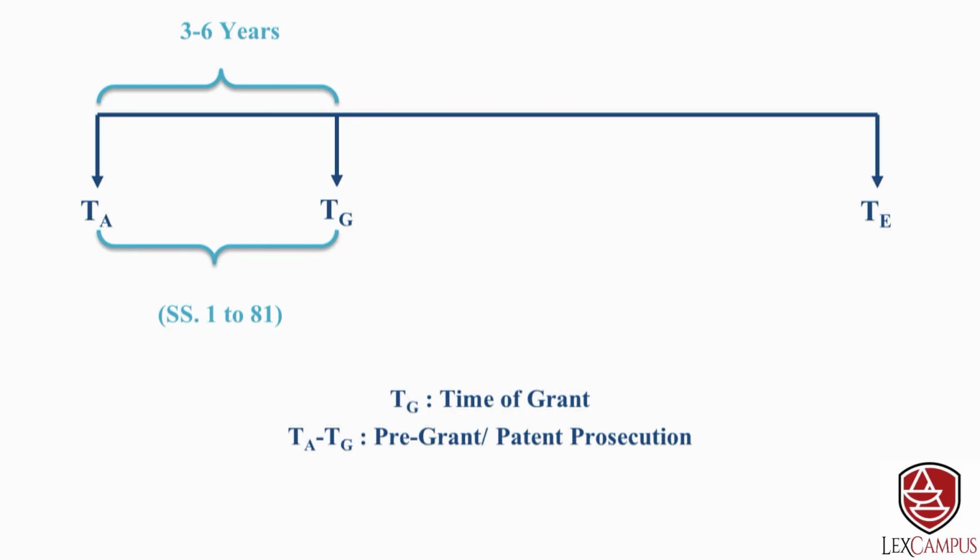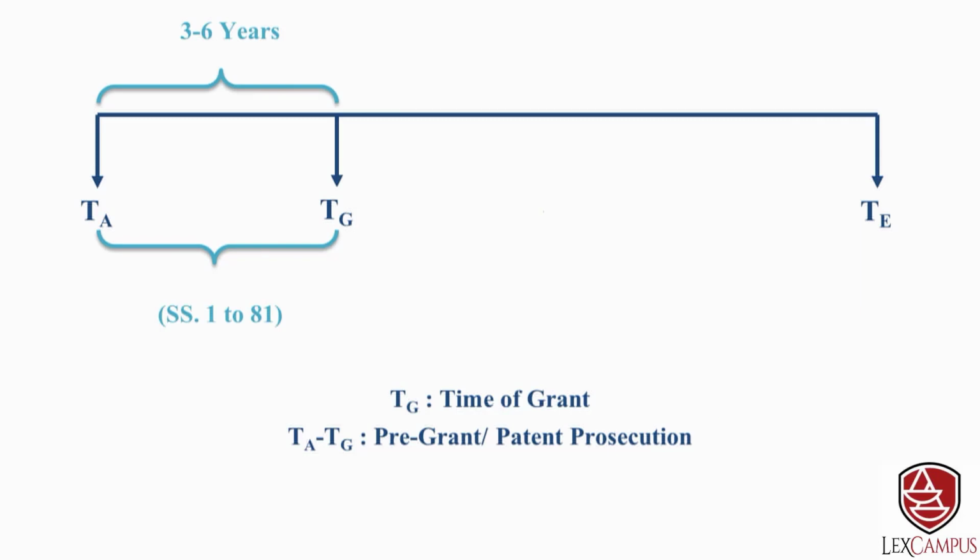This time period takes roughly 3 to 6 years, and the sections in the Patents Act that govern this stage, that is from TA to TG, are largely section 1 to section 81. When we refer to the events that happen between TA and TG, we are also looking at certain events that happen immediately upon the grant, upon TG. So, it is not just the time for the grant, but also certain events that can happen immediately upon the grant or soon after the grant.